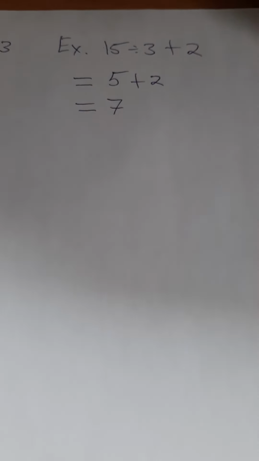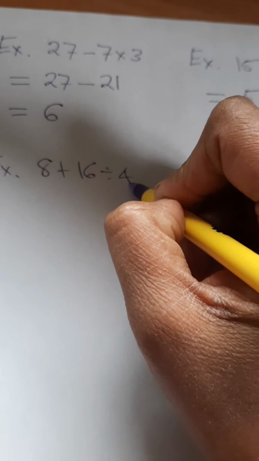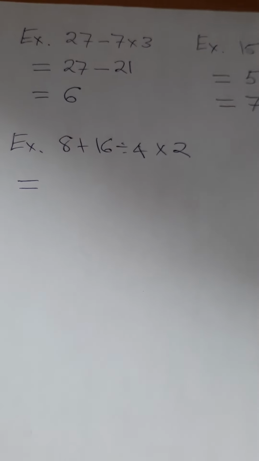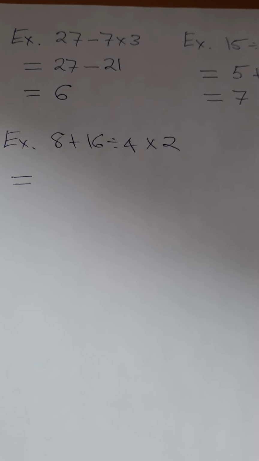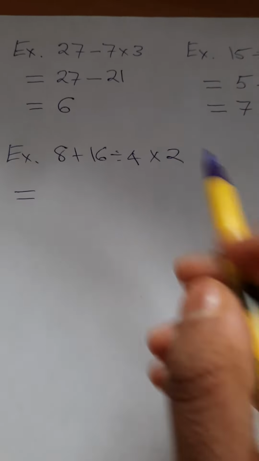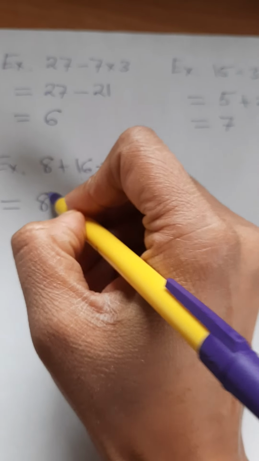Okay, so now we're going to add not just 3 terms. Let's try an example where we have 4 terms. So let's try this one: 8 plus 16 divided by 4 times 2. Now say I'm doing this question over here. I do want to make sure I'm dividing here, and then we're dividing this, and then we're multiplying this. So let's do one at a time.